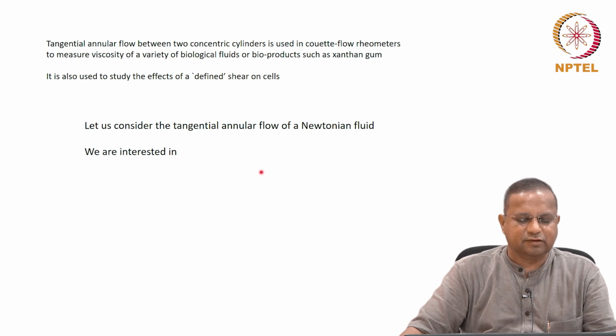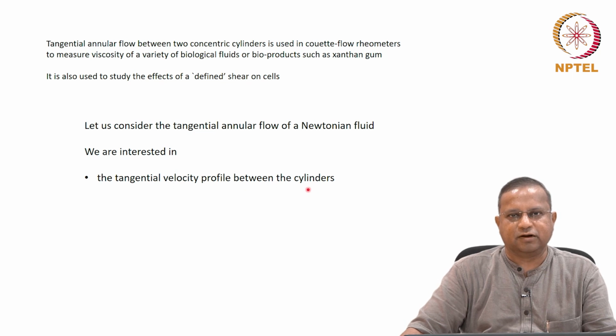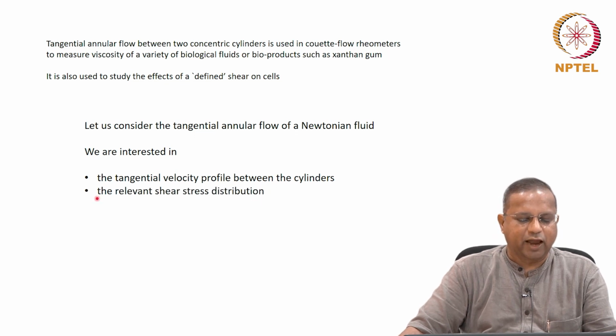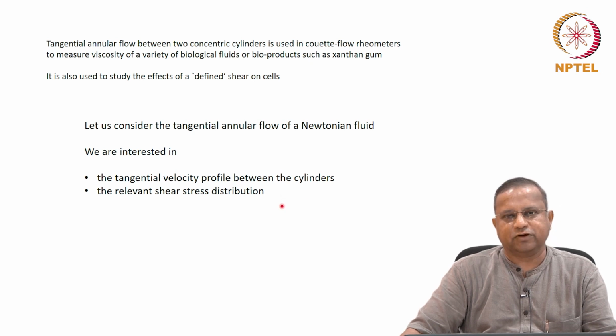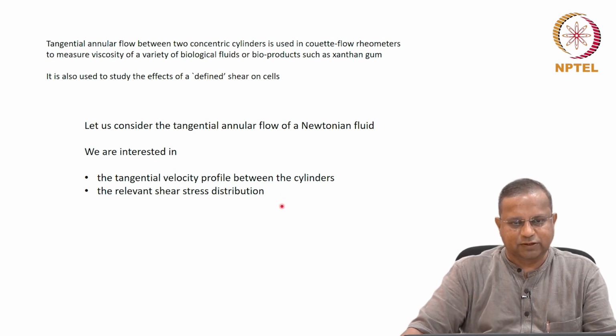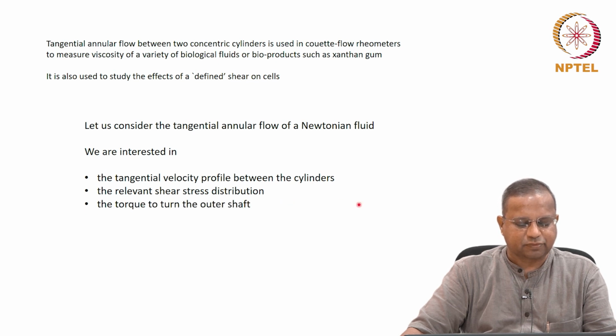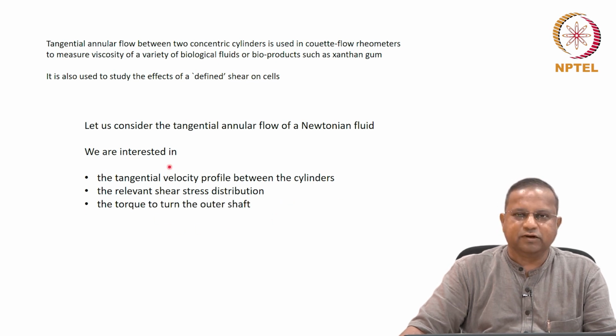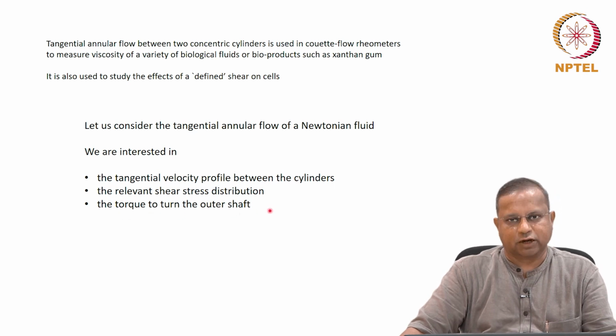What we are interested in is this, as usual. We are interested in the tangential velocity profile between the cylinders because we get a lot of relevant information if we know the tangential velocity profile. And the relevant shear stress distribution, this is directly relevant if you're looking at the effect of shear stress on cells as we did in some of our studies. And we're also interested in finding out the torque to turn the outer shaft. So our analysis is focused towards these aspects.